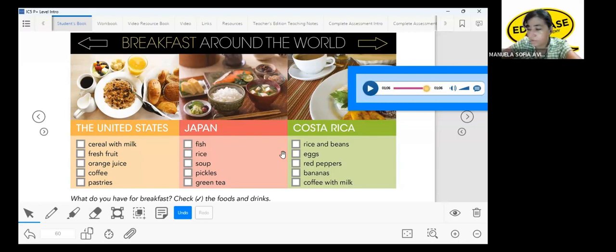Okay, let's listen once more. Page 60. Exercise 5. Snapshot. Listen and practice.